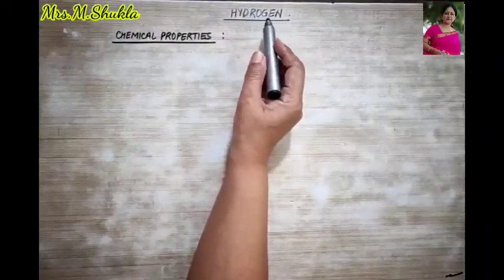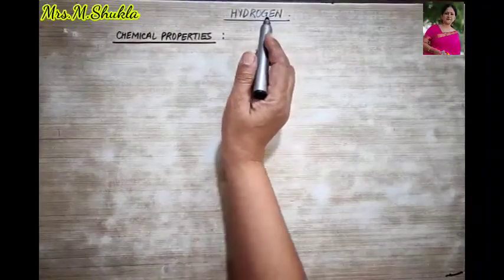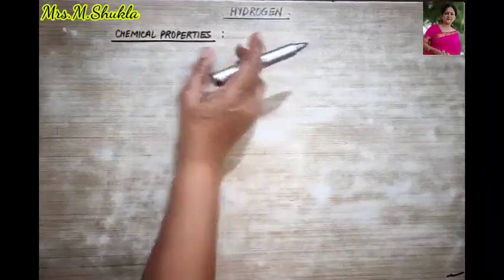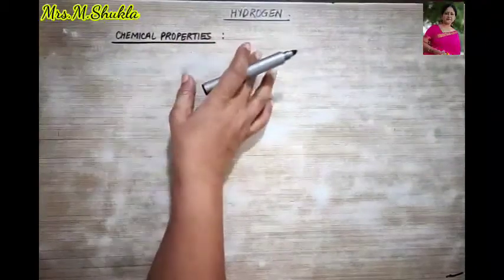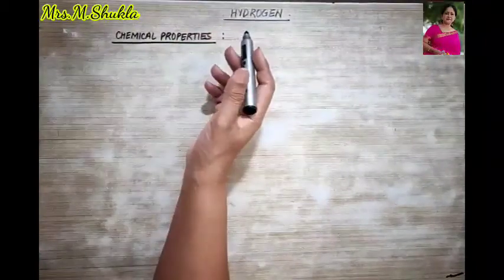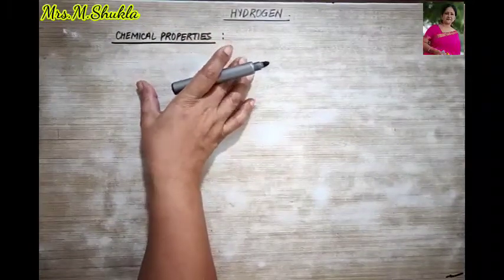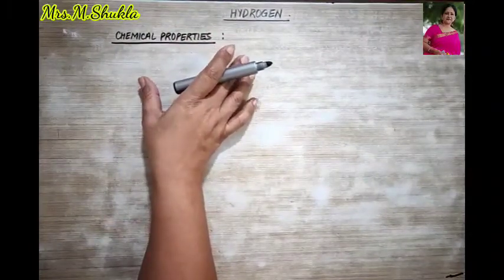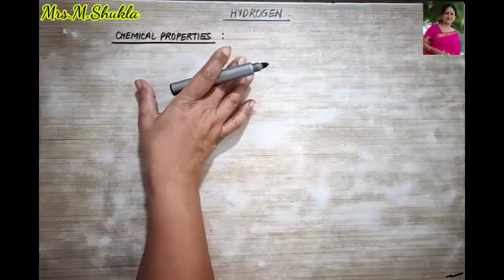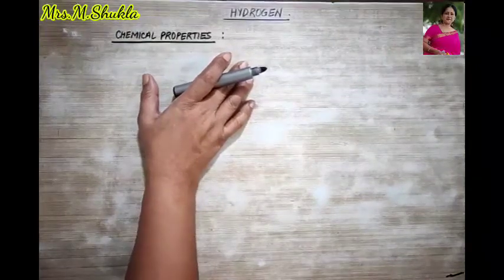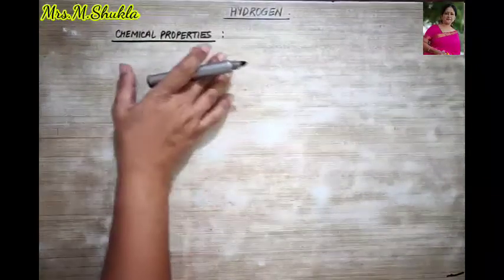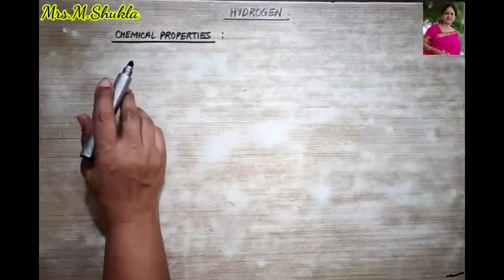Yesterday I had begun with a new chapter, that is hydrogen, and we had discussed the properties of hydrogen, its dual nature and the laboratory preparation as well as the commercial method of preparing hydrogen. We also did the physical properties yesterday. So today I shall begin with the chemical properties of hydrogen.